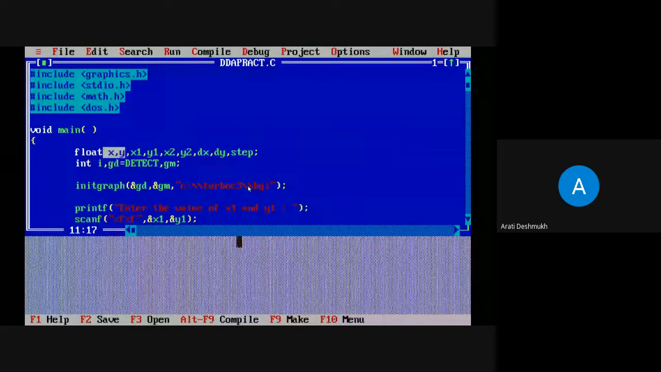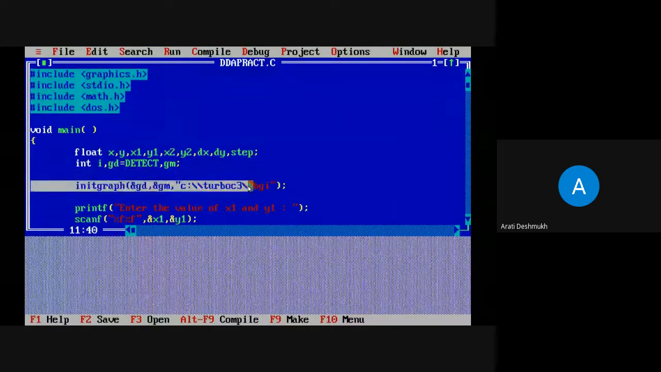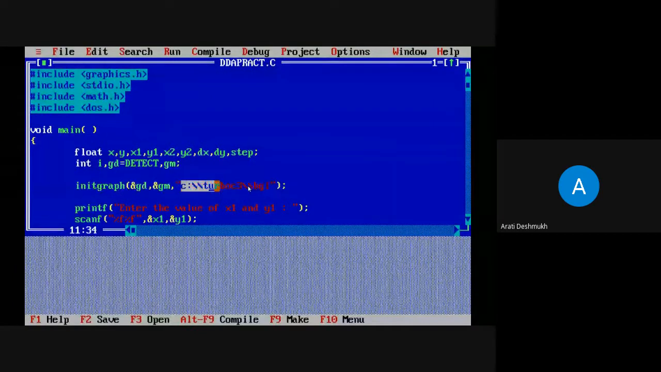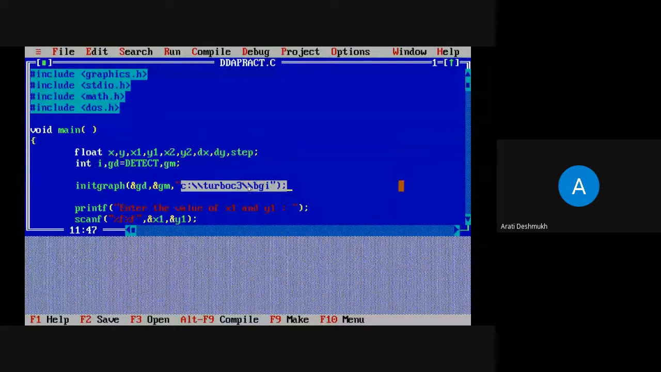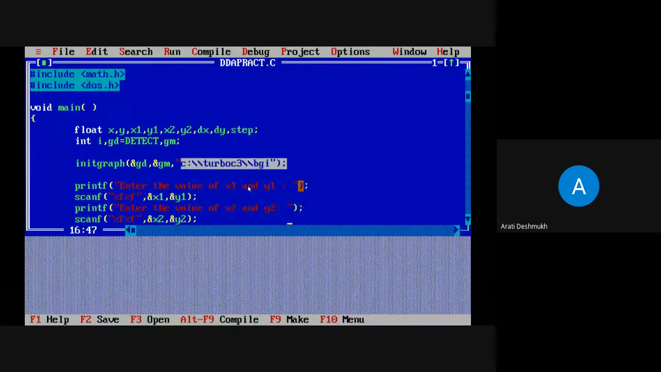Next we are using the initgraph function: initgraph with gd and gm, and the path of the BGI file. So this is the path of the BGI file, c:/turboc/BGI. This is very important for any graphical program. You have to use the initgraph method.